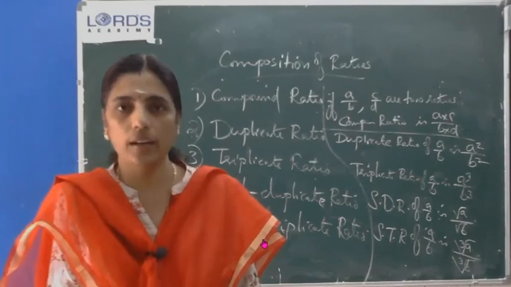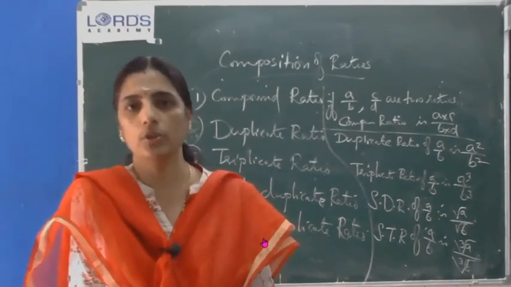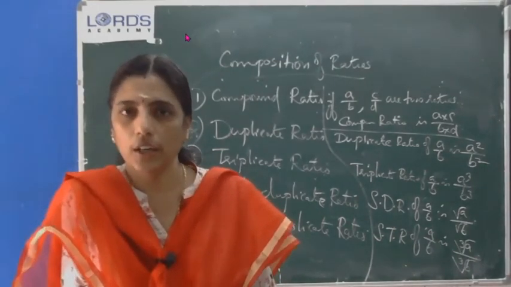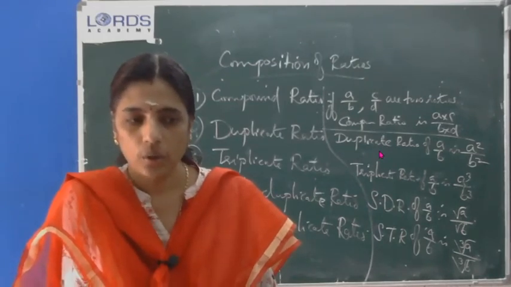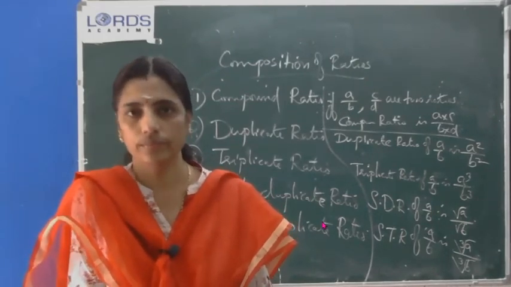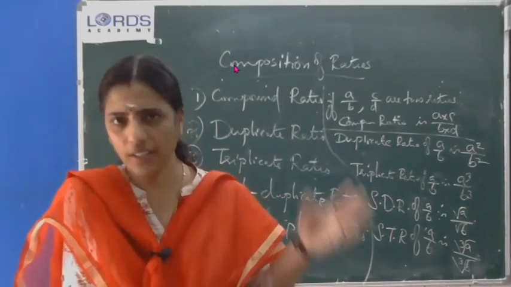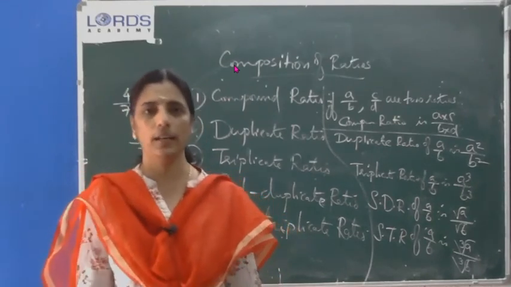The second one is duplicate ratio. The duplicate ratio of A by B is A square by B square. Just take the square of both the numerator and the denominator. So what's the duplicate ratio of 2 by 8? 2 square is 4, 8 square is 64, so 4 by 64. And if there is anything common, you have to cancel. That's okay, I am just explaining the method.